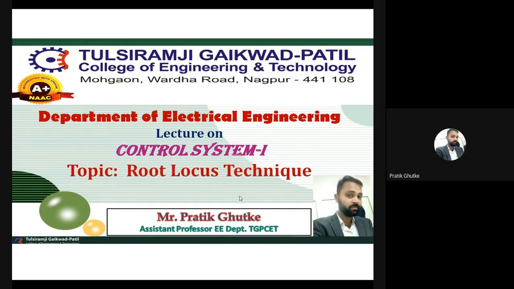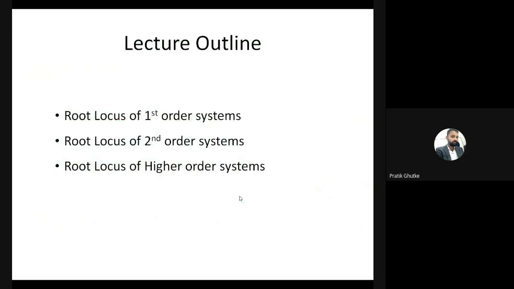Okay. So the outline of the lecture is the root locus of a first order system, the root locus of the second order system, and then the root locus of the higher order system. Higher order system means the order of the system which is 3 or above. Okay. So this is the lecture outline.